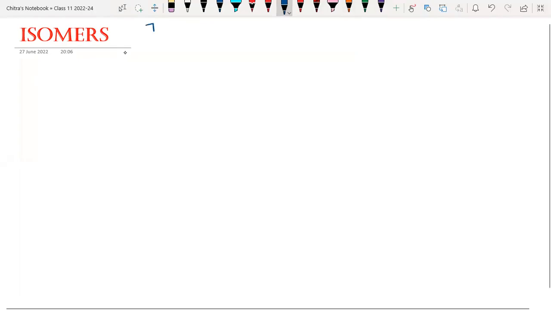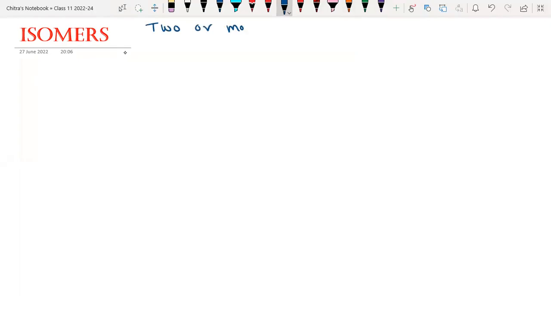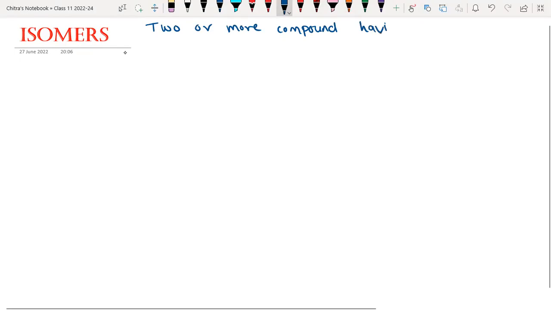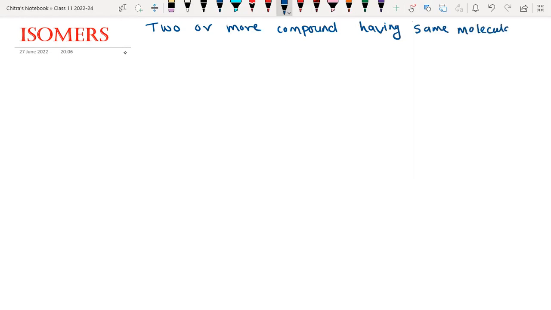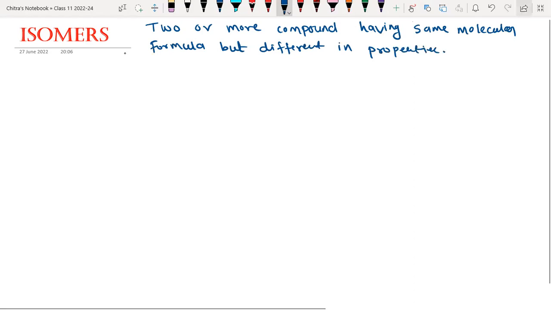Two or more compounds having the same molecular formula but different in properties are called isomers. Understood what isomers are? Two or more compounds having the same molecular formula but different properties.